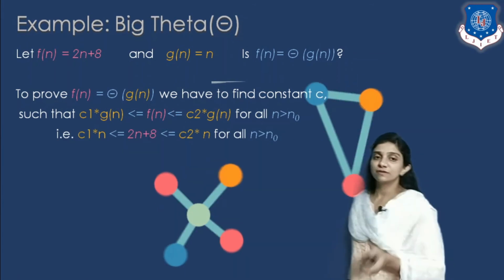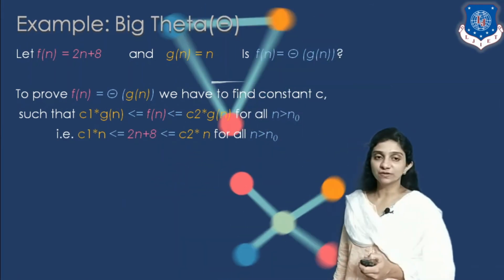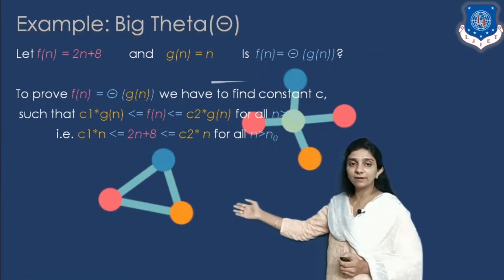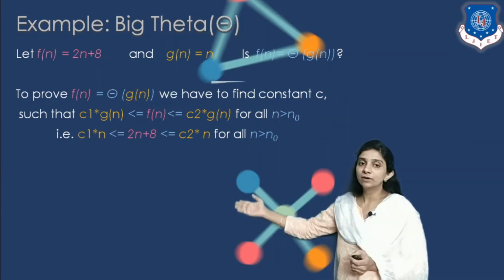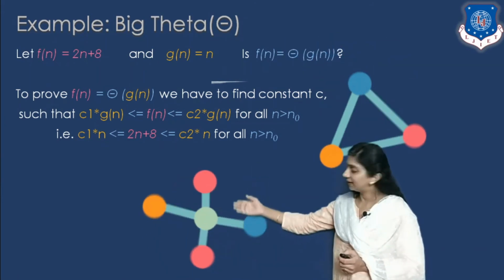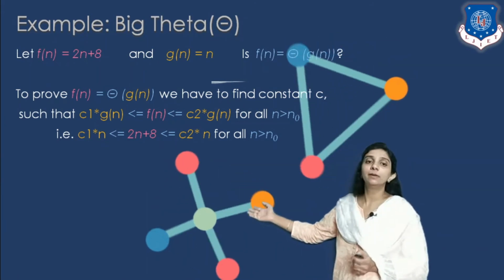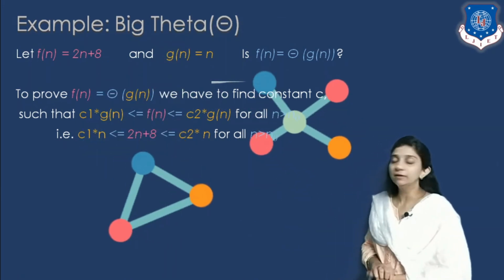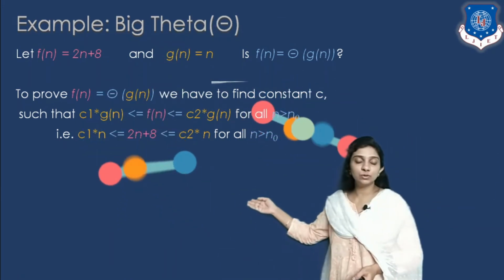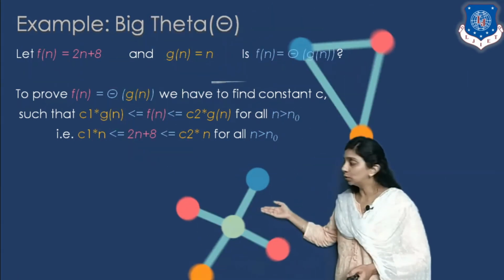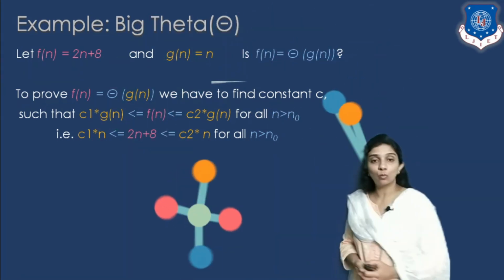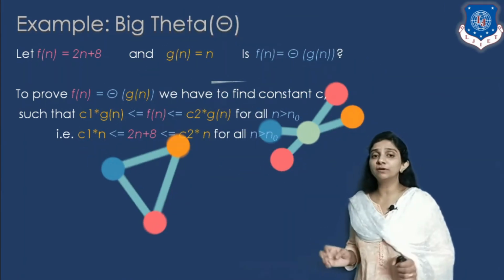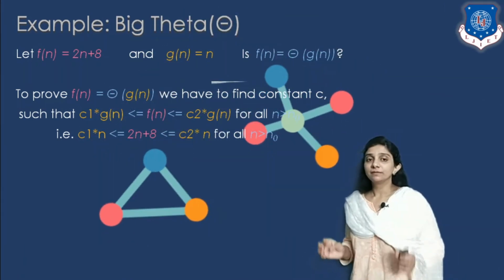How should these constants c1 and c2 be chosen? First we will compare c1 into n with its right hand side, that is our middle term, 2n plus 8. If we compare the left hand side term with the middle term, both functions have the same polynomial degree. The polynomial degree of c1 into n is 1, and 2n plus 8 also has polynomial degree 1. So the polynomial degree of both functions is the same, that is 1.